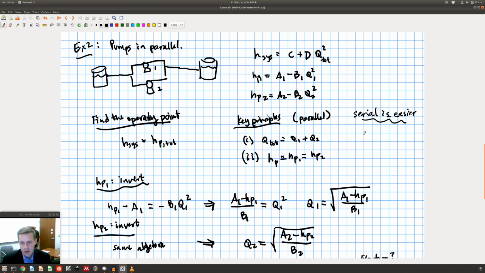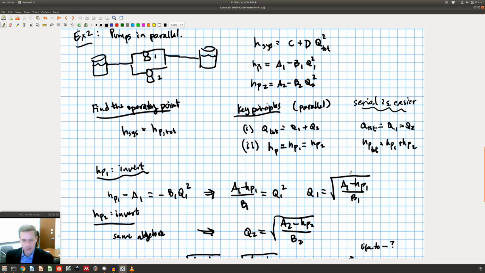So in serial you have Q total is equal to Q1 is equal to Q2. But the HP total now has to be the sum, HP1 plus HP2. Right? So those are the two examples I wanted to give you.